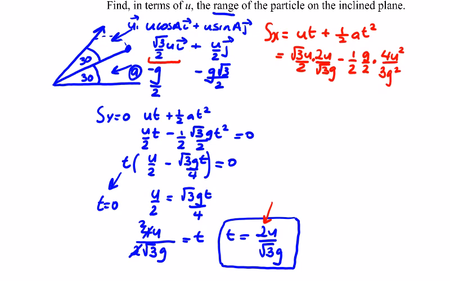So some cancellations here. My root 3's and my 2's cancel over here, so I'm just going to get u squared over g. My two 2's will cancel with my 4, and the g on top will knock off the squared, so I'm just going to get u squared over 3g. So that's 1 full u squared over g minus 1/3 of u squared over g, so that will be 2/3 of u squared over g for my range.